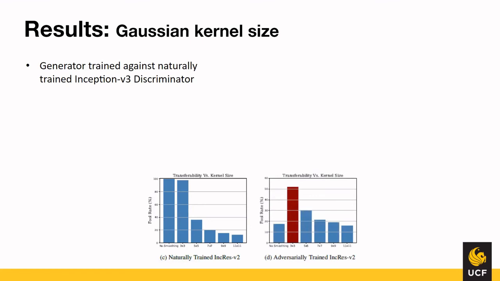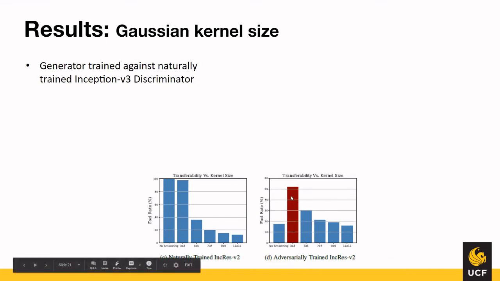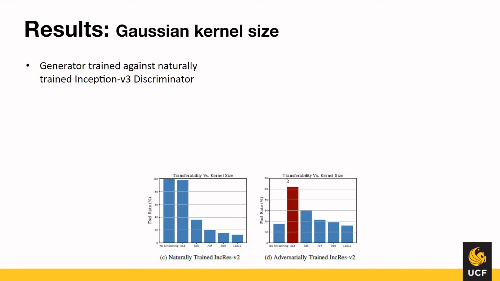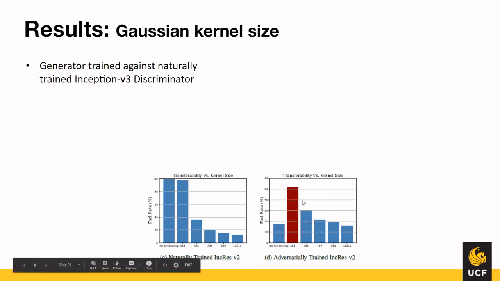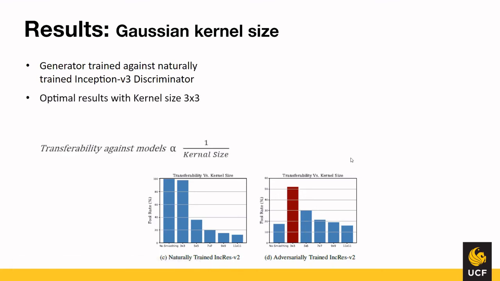They perform the same set of experiments here, although against an adversarially trained model. Here we see how Gaussian smoothing strongly improved performance, although there's a sweet spot for the kernel size found at a 3x3 kernel. So against an adversarially trained model, we'd like to use Gaussian smoothing with this 3x3 kernel, but increasing the size continues to degrade performance. What this tells us is that against both naturally trained and adversarially trained models, kernel size has an inverse relationship with the transferability or fooling rate.